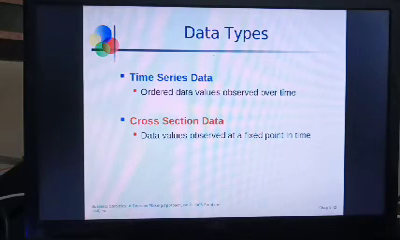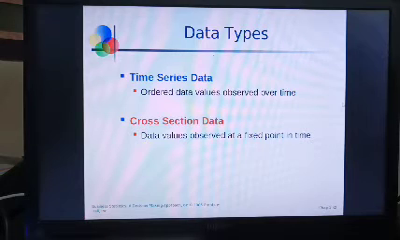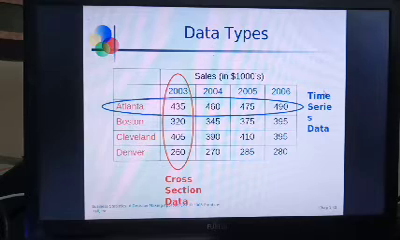Whereas cross-section data are data values observed at a fixed point in time. A fixed point in time, something like a snapshot of data in a particular time. Isa lang siya ka-time period, not a series of time. And you can see the details of the cross-section data. To illustrate here between the time series data and cross-section data.